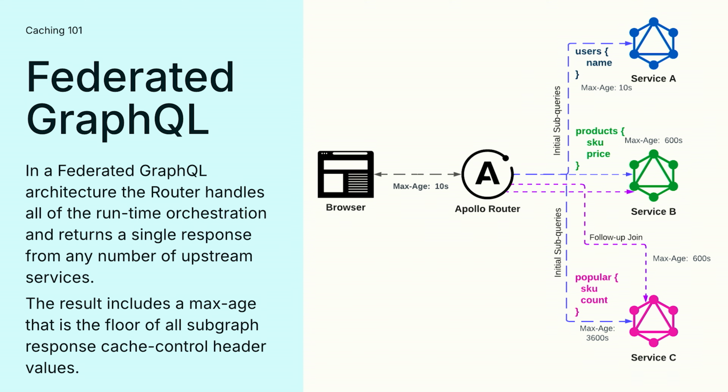It could be one, it could be a dozen, it could be 100. And there could be follow-up joins that happen in order to piece together all the information we need in order to satisfy that particular GraphQL operation.